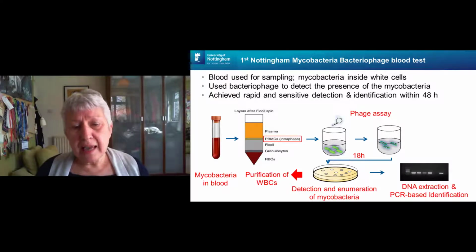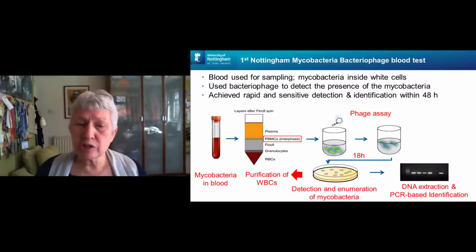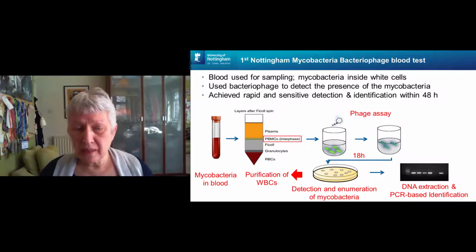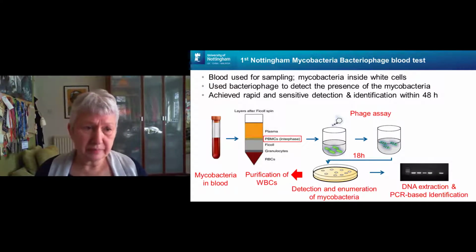stage where we got agar plates, as I showed you in that first slide, where plaques would form, and we could therefore enumerate the number of cells present in a sample based on the number of plaques detected. And then from those agar plaques, we extract DNA and do the PCR-based identification.